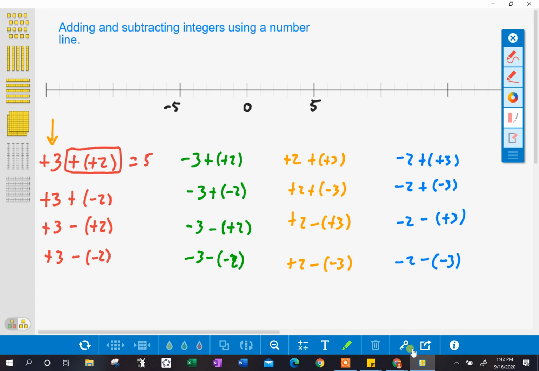So my second one says 3, which is here, and I'm going to add 2 negatives. So now my 2 negatives are going there. So if I'm going to add that to my starting point, it's going to go to here, which is just a positive 1. And so here was 3, here was 1. I'm adding 2 negatives.